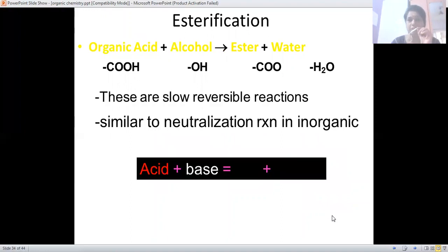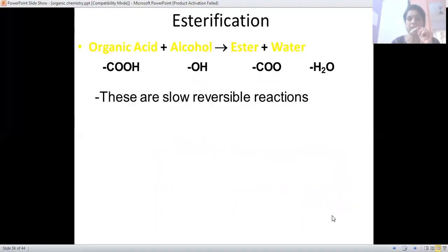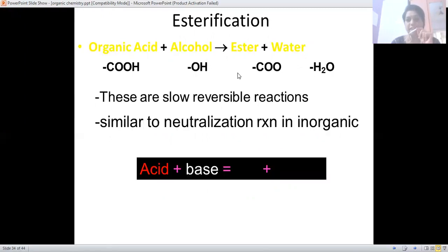Now, what is esterification? These steps are also important. Esterification means the synthesis of ester. How? If the organic acid is combined with the alcohol, the ester gets synthesized. And in this ester, one molecule of water is released. This is similar to neutralization in the inorganic reaction: acid and base give salt and water. This type of esterification is a slow reversible reaction. This is the reversible reaction.